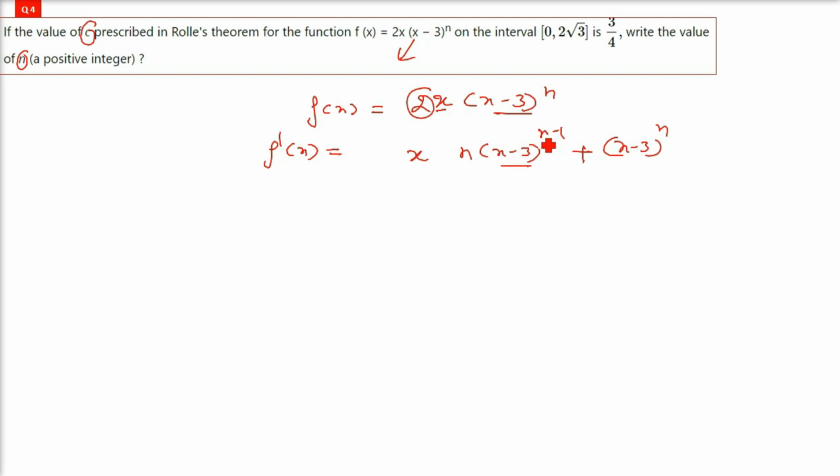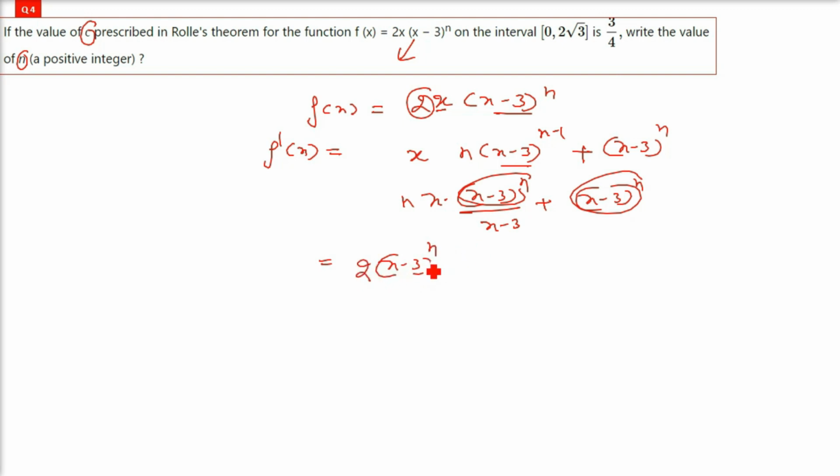Now you can write this (x minus 3) raise n minus 1 as (x minus 3) to the power n divided by (x minus 3). Now you can take 2 times (x minus 3) to the power n common. So you can call it c, because the question is talking about c. So let us replace x by c. This is c n divided by c minus 3, plus 1, because (x minus 3) raised n, or (c minus 3) raised n, is already taken outside.